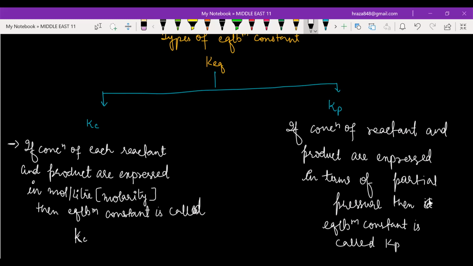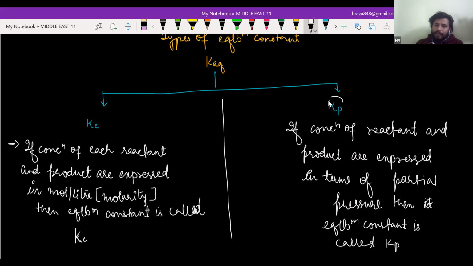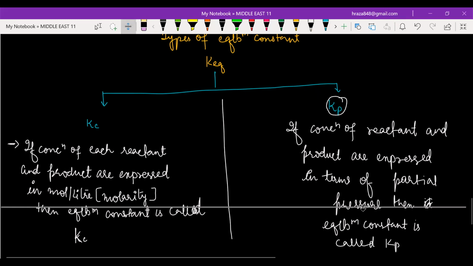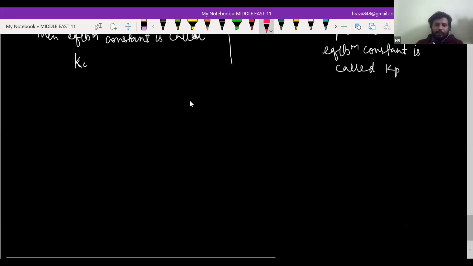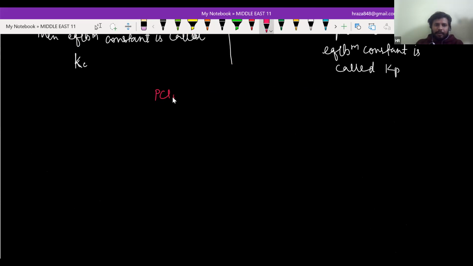Yes, sir. Very good. So this Kc is for molarity, and Kp is for partial pressure. Is that clear, everyone? Yes, so easy to understand. So I'm going to write Kc and Kp for both situations. Here it is PCl5 in gaseous state giving PCl3 in gaseous state plus Cl2 in gaseous state.